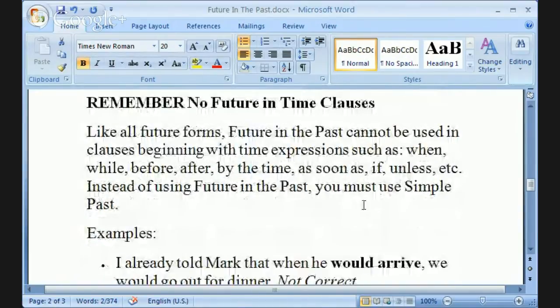Before we practice, please remember this simple thing. This is really the number one mistake that people make, not only second language speakers, first language speakers as well. And this is always true. This is true for future in the past or any future tense verb constructions. Future in the past and any future tenses cannot be used in clauses which begin with time expressions.